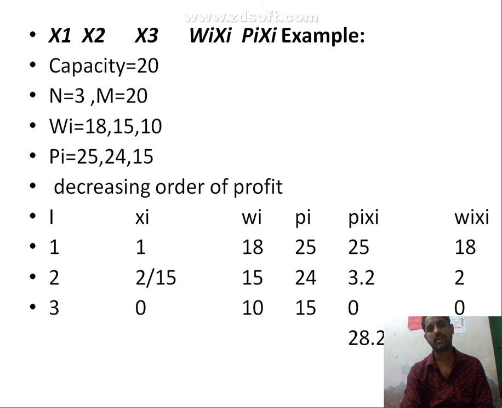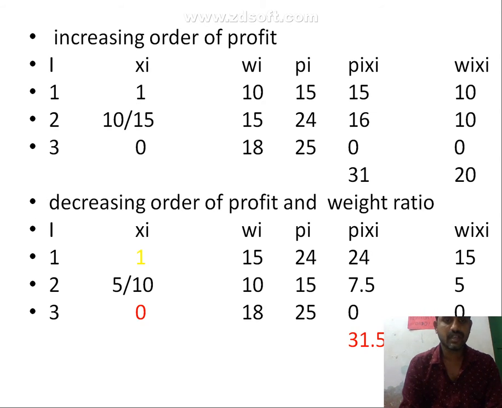First of all, we have to write the three parts: decreasing order of profit, increasing order of weight, and decreasing order of profit and weight ratio. The ratio you have to calculate, then corresponding weights and profits you have to assign, then get the optimal solution. The maximum profit is 31.5. Then the optimal solution is 0, 1, 1 by 2. So likewise, we have to calculate the knapsack problems.